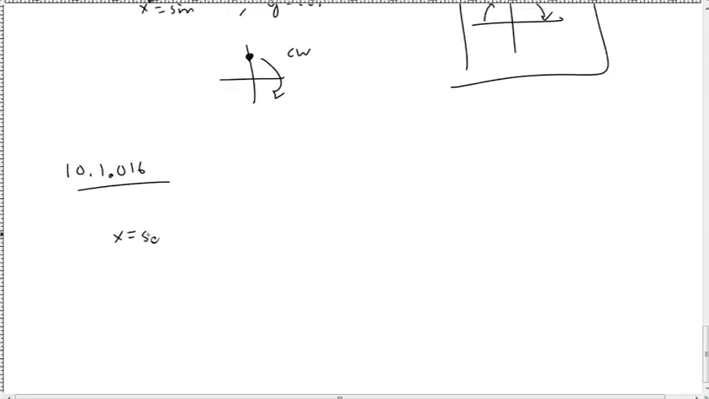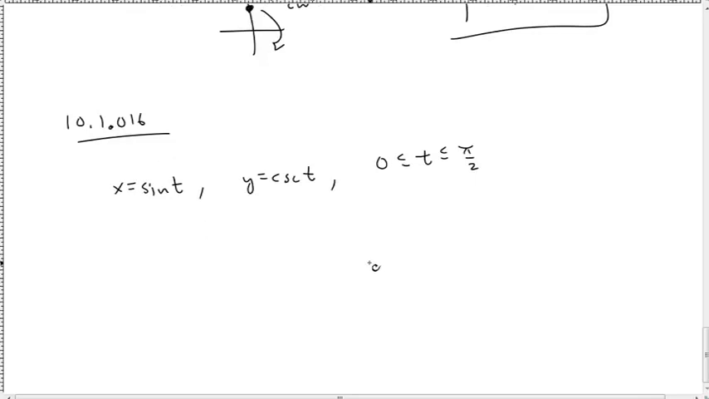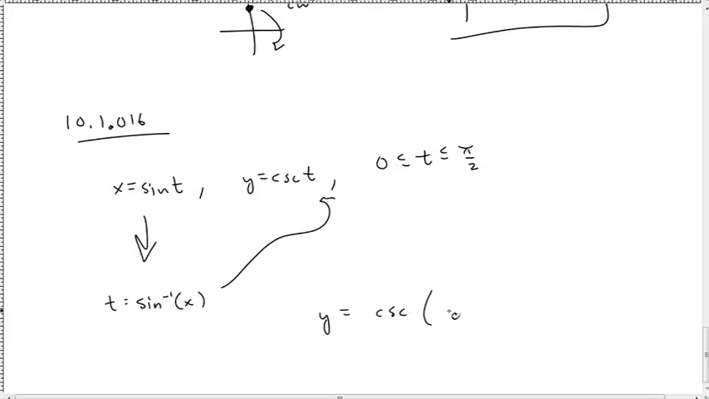So I've got x is equal to sine t, and y is equal to cosecant t, and they say go from 0 to pi over 2. Okay, so how do I approach this problem? I think the best way, at least right now, is going to be using this. I'm going to say that t is equal to the arc sine of x. All I did was move the sine over, make it an arc sine. But now I can plug it in directly here, and so I've got y is equal to the cosecant of the arc sine of x.